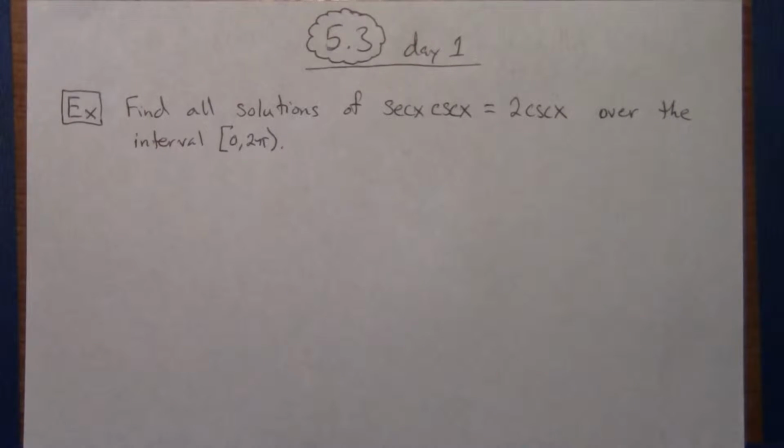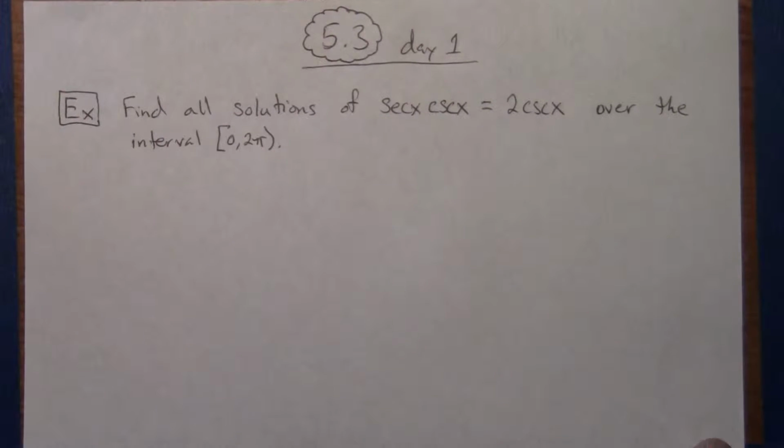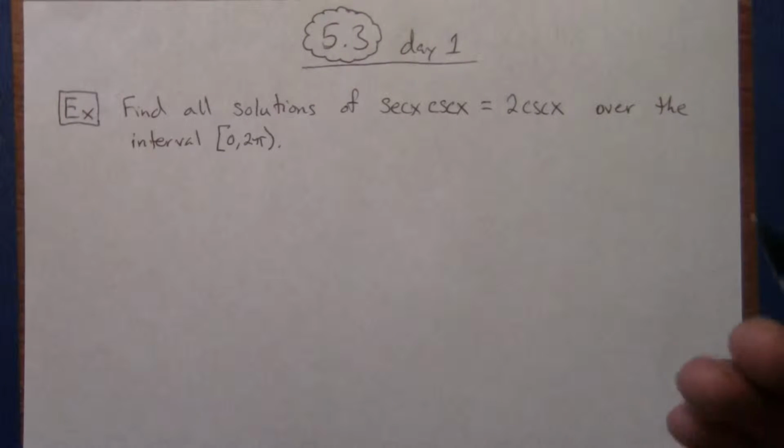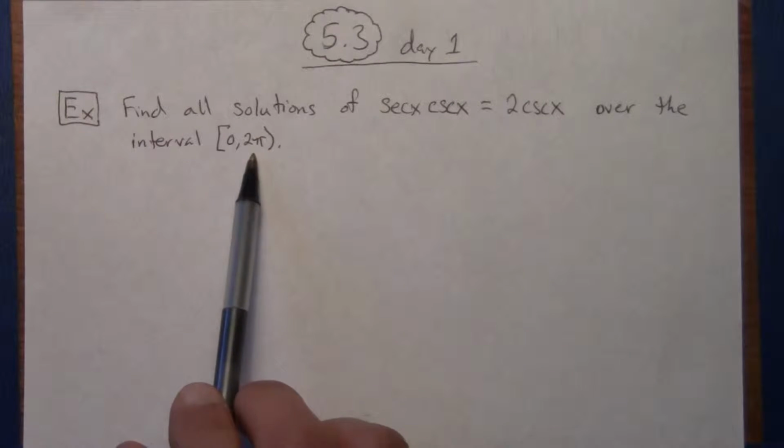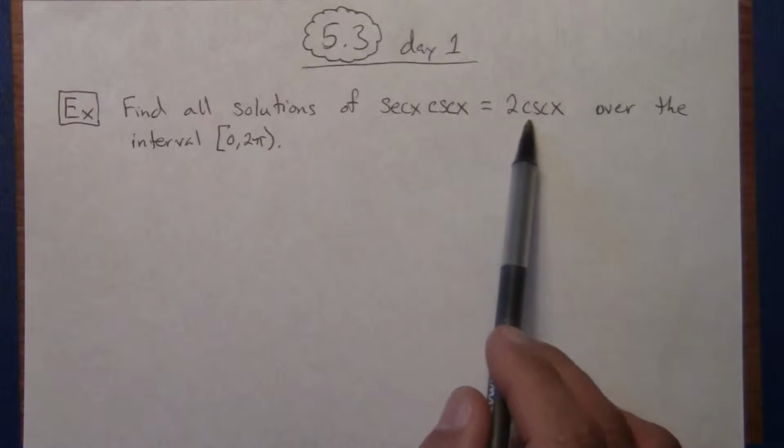Okay, for section 5.3, day 1, I will look at 4 problems. We are now doing more than just simplifying, we are actually solving trigonometric equations. So I'm going to do 4 problems that are similar in terms of what they're asking you to do, just they require different steps. So we're going to find all solutions over the interval from 0 to 2 pi for all of them. And here's your first equation.